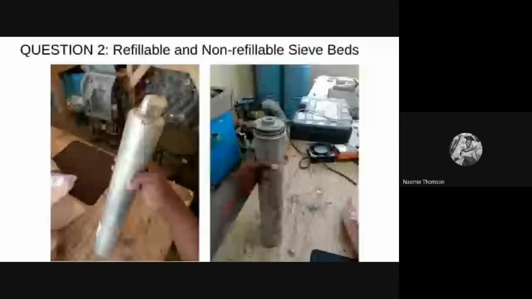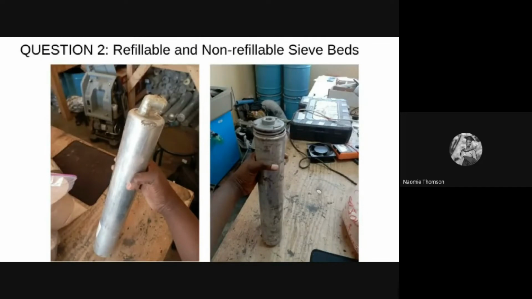Thank you very much, Sharon. First of all, sieve beds are either refillable or non-refillable. So the first thing is to identify the type of sieve beds that you're working on. The graphics just show the two types, the refillable and the non-refillable sieve beds.